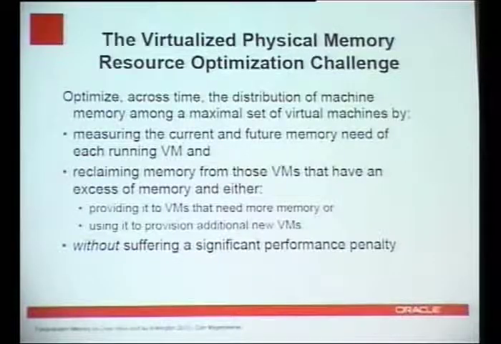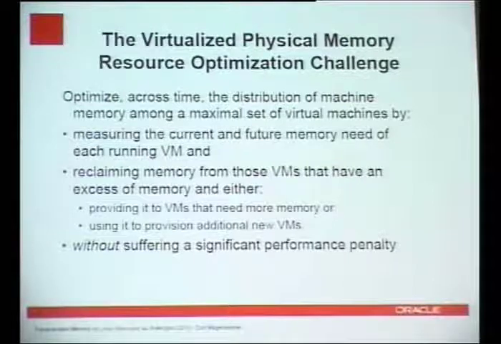So before we try to solve the problem, let's talk about what the problem is, and clearly identify what we're trying to do. It may seem kind of simple, but what we're trying to do is optimize across time, which means this is a constant problem, not just now, but for every moment in the future as well. We optimize the distribution of physical memory, that's RAM, across a set of virtual machines, and we want to maximize that set of virtual machines at the same time. We're going to do that by measuring how much memory each virtual machine needs now and in the future. Then we're going to take memory away from those virtual machines that have too much and either give it to virtual machines that don't have enough or maybe provision it. Since we want to maximize the number of virtual machines, we can provision new virtual machines with that memory. And we want to do all that without suffering a significant performance penalty.